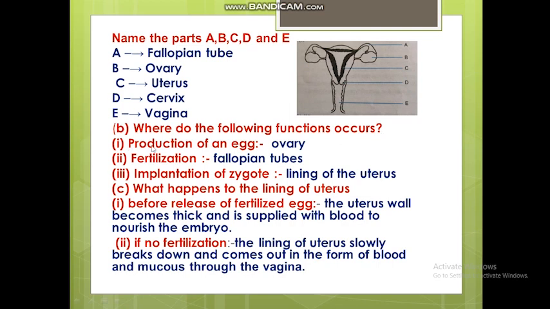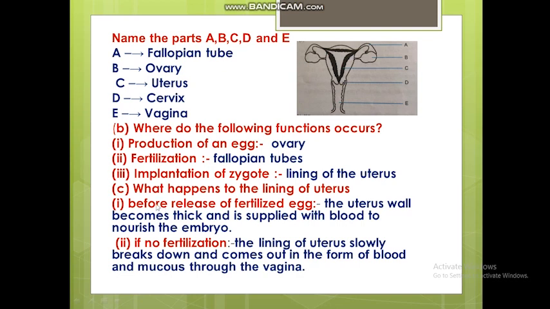The first one, the production of an egg. The production of egg takes place in the ovary. Fertilization. Fertilization takes place in the fallopian tube. Implantation of zygote. The zygote gets implanted here in the lining of the uterus.